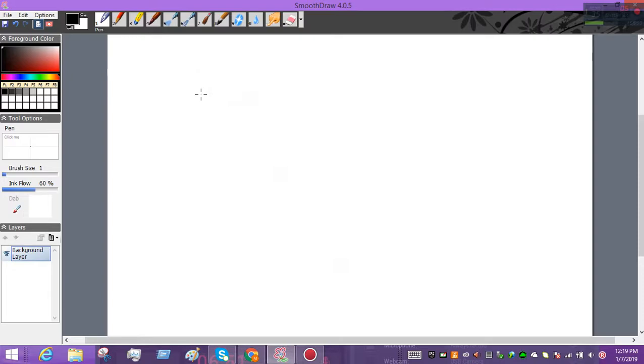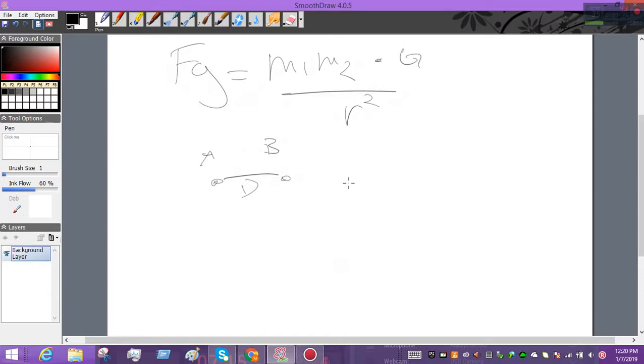Okay. So this question says the distance between 2 point particles is doubled. Then the gravitational force between them. So we know that Fg equals m1 m2 multiplied by big G over r squared, right? So let's call this object A, let's call this B, and we'll just say that this distance is a distance d. We know that the gravitational force equals ma times mb times big G over d squared.